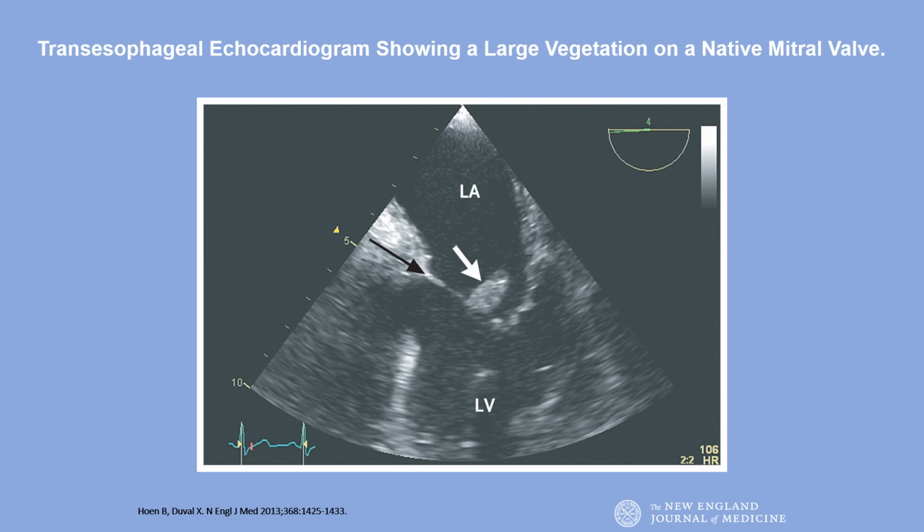This is an echocardiogram, an ultrasound of the heart, showing a vegetation on the mitral valve. So you've got the left atrium and the left ventricle labeled, and then the black arrow is showing the mitral valve, and the white arrow is showing a large vegetation, or "Goomba" is the non-technical term that is often used, on the mitral valve. So this would be a case of endocarditis.